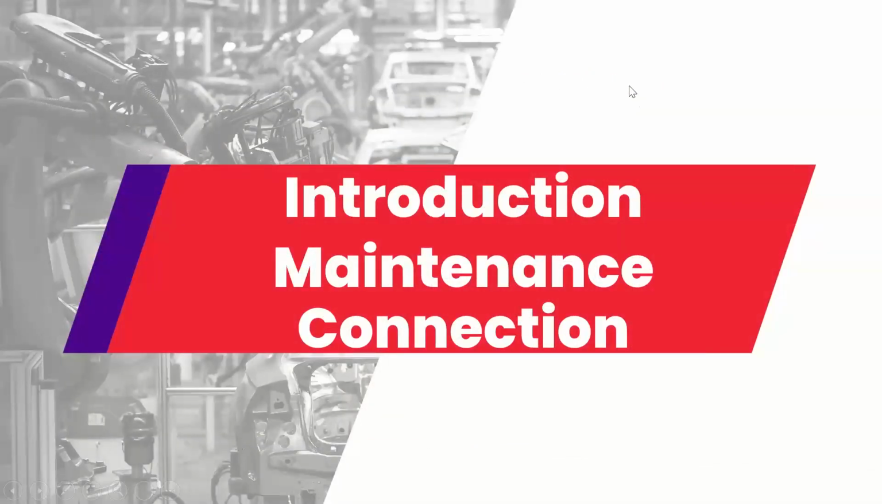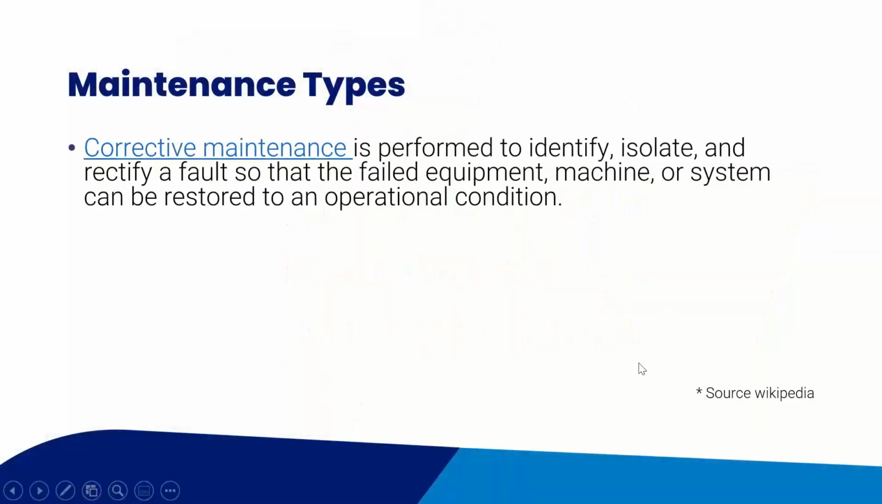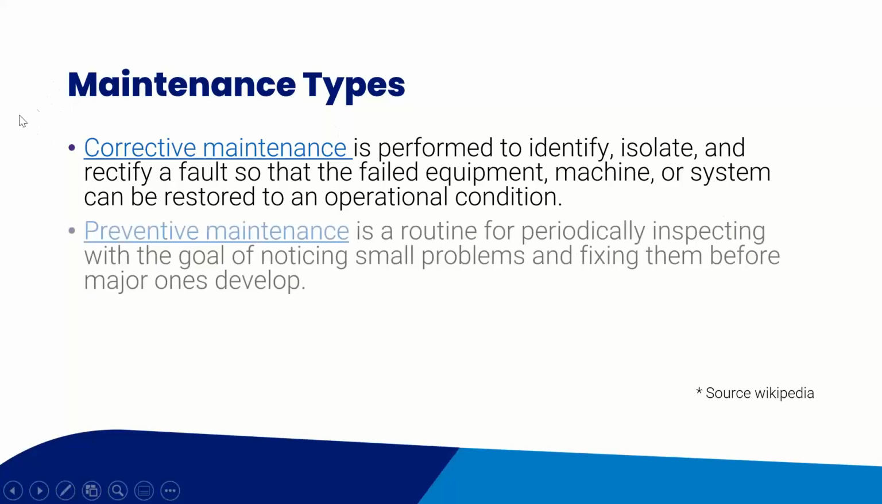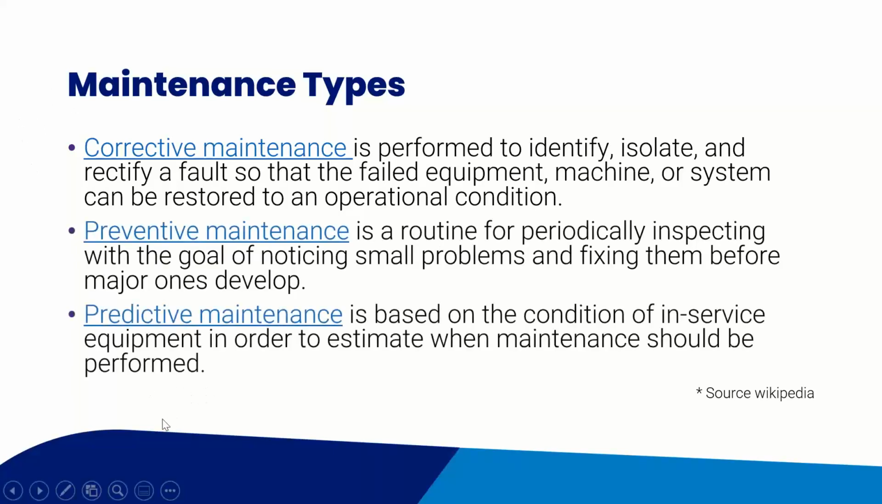So I will start the introduction to Maintenance Connection, and we are here talking about three different kinds of maintenance: corrective, preventive, and predictive. Where corrective is, we need to do this. We create a work order, and then it's done.